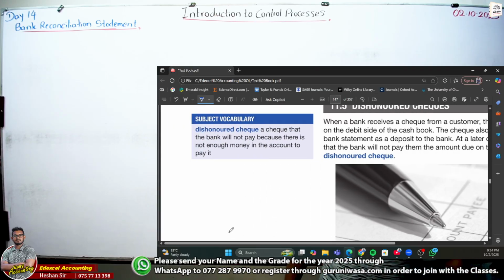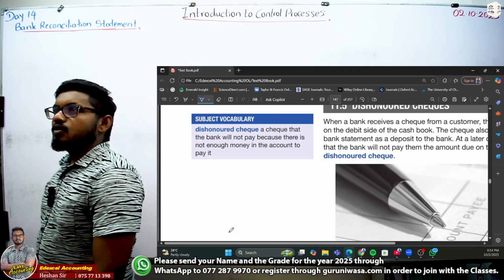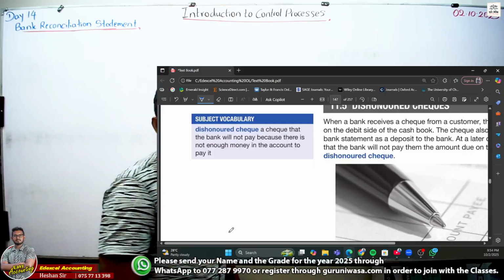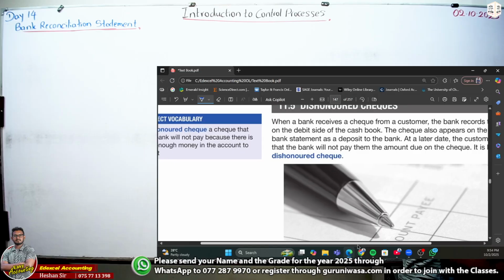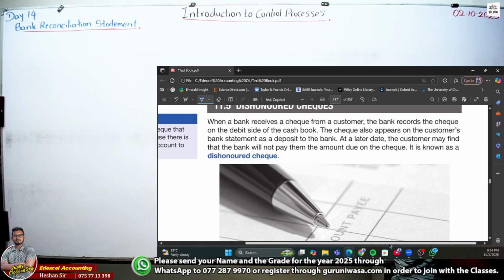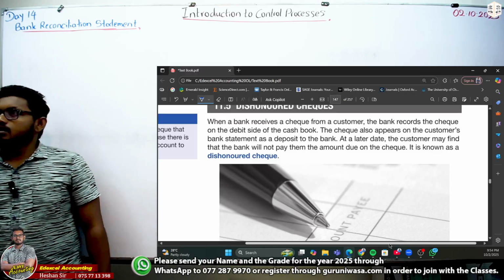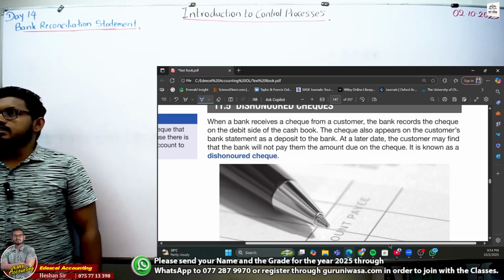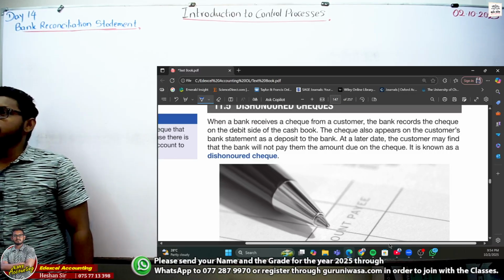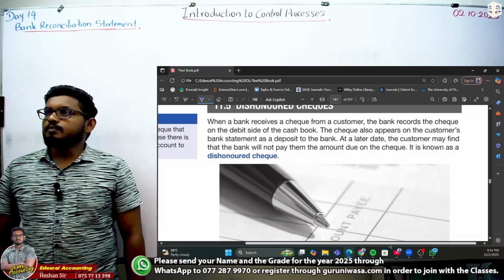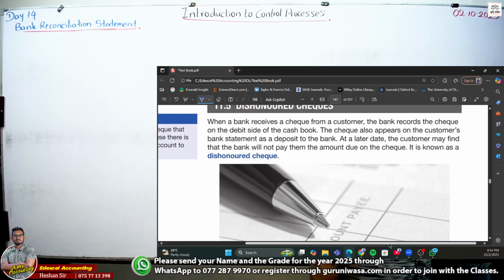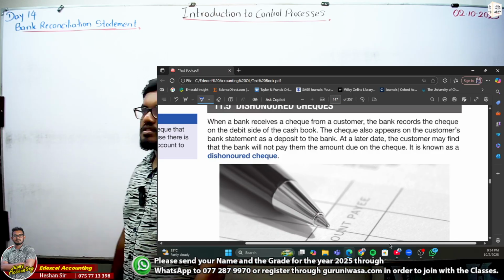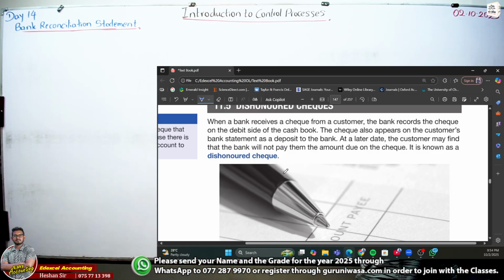Dishonored check: a check that the bank will not pay because there is not enough money in the account to pay it. Now in here it says, just see, when the bank receives a check from a customer, the business records the check on the debit side of the cash book, right? Not the bank, it is the business. The check also appears on the customer's bank statement as a deposit to the bank. At a later date, the customer may find that the bank will not pay the amount due on the check. It is known as a dishonored check. Right, let's come down.